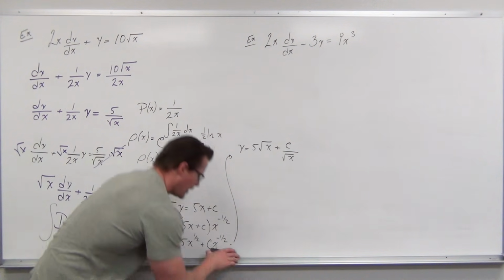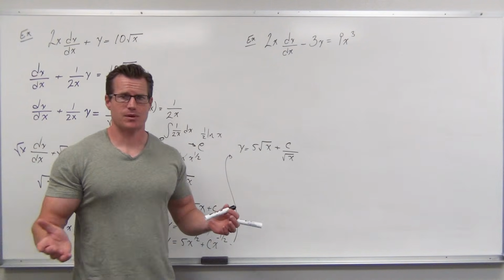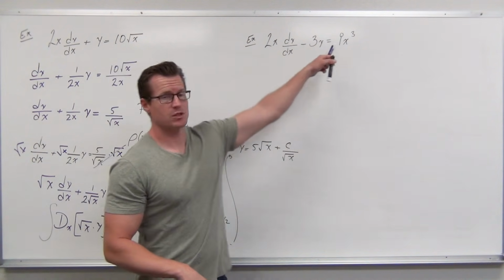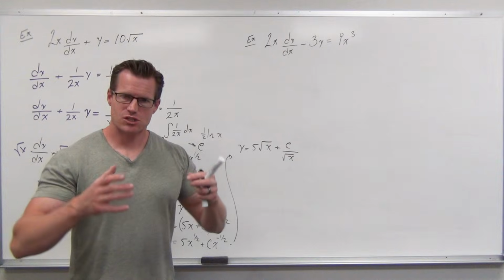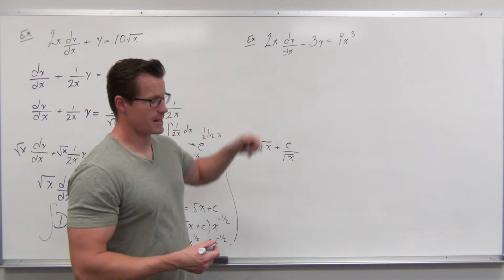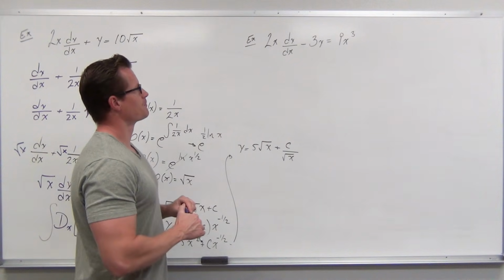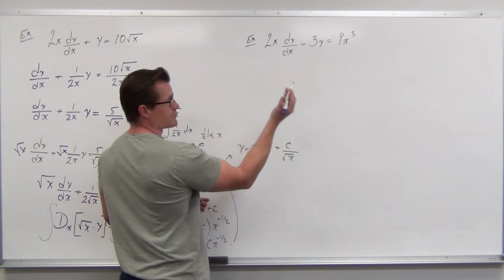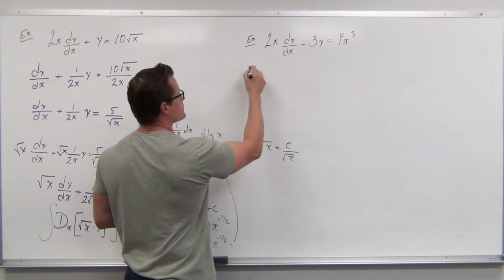Okay, next one. I'd recommend you give it a try, at least the setup. That's an awkward looking 9, but that's supposed to be a 9. Try to at least set this up as linear, take a couple seconds and do that. You'll notice it's not right now. You should make it fit. Of course, for us, that means we're going to divide everything by 2x.